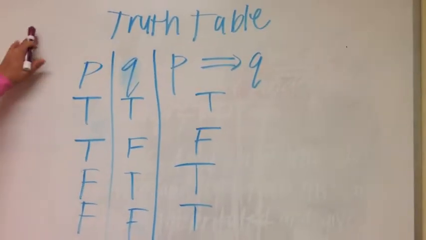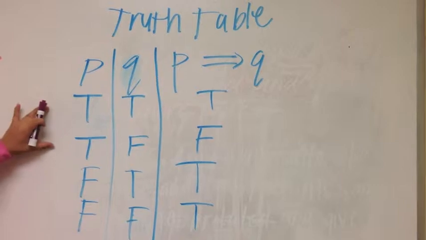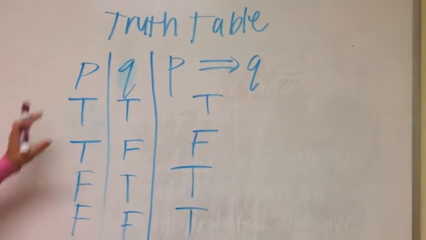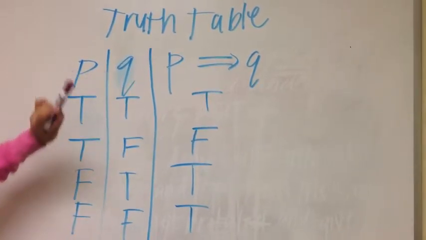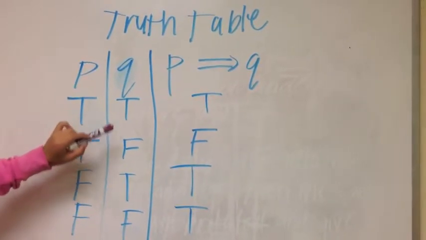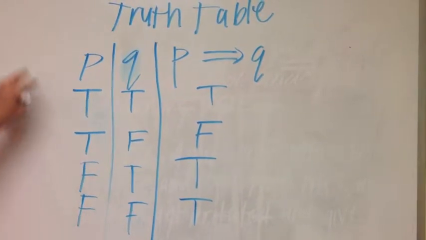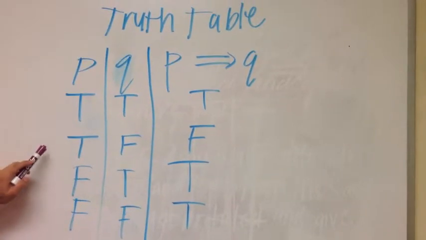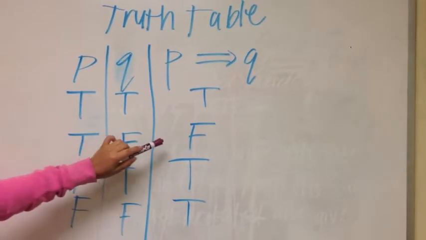For our implication truth table, for our antecedent P, we will always have two true values and two false values. For our consequence Q, we will always have two true values and two false values listed in this order: true, false, true, and then false again. Now, all of our outcomes will be true except for when our antecedent is true and our consequence is false. In that case, the outcome would then be false.